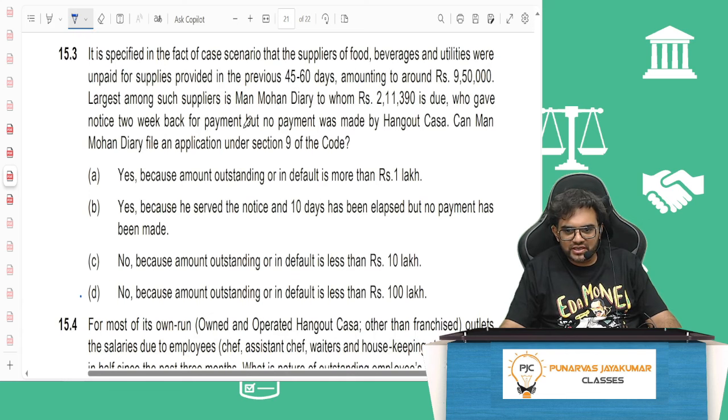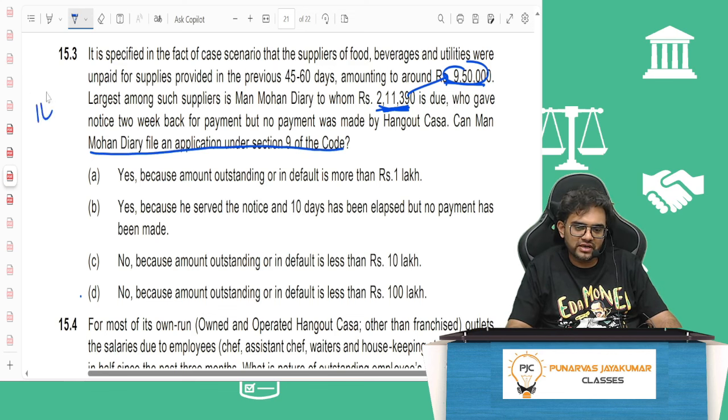Specified in the case scenario that 9,50,000, then 2,11,390 is the highest among that, all those things. Can Mohan Dairy file an application under section 9? Guys, the minimum default earlier used to be 1 lakh. So that time it was possible. Now the minimum default is 1 crore.